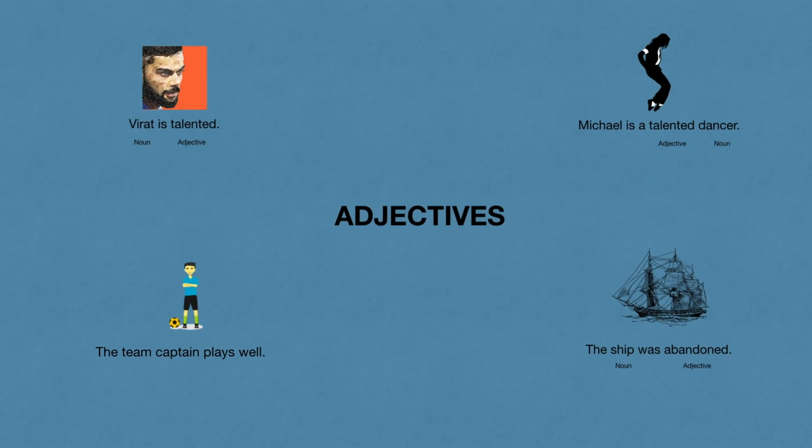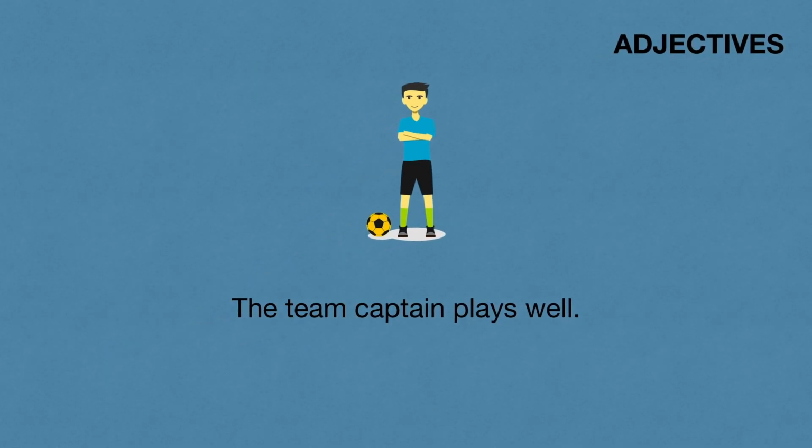Let's take a look at another attributive adjective with a small twist. Can you spot the adjective in this sentence? The team captain plays well. It would be easier if you spotted the noun first. Well, the subject or noun is the word captain. And the word team, which is originally a noun, functions as an attributive adjective describing the noun captain. Which captain? The team captain.